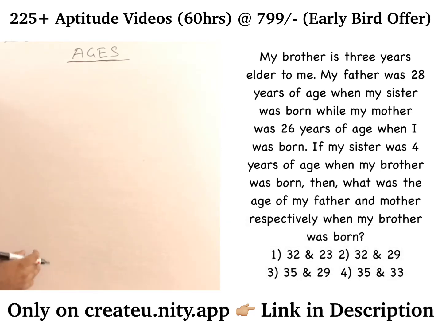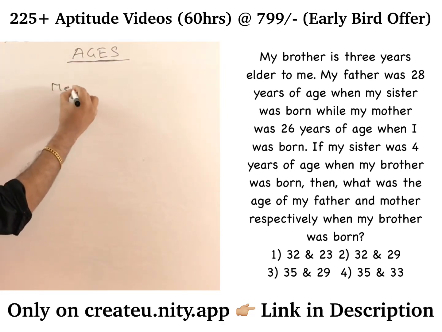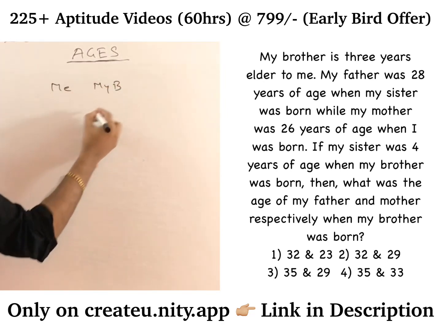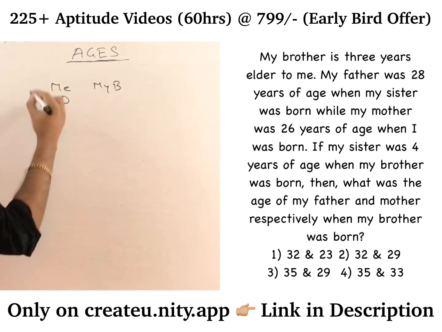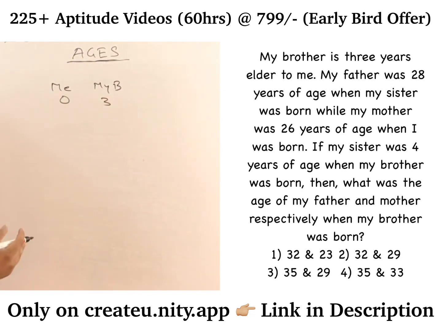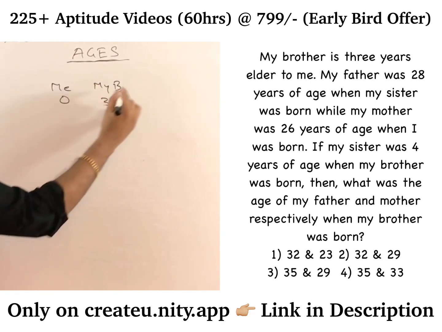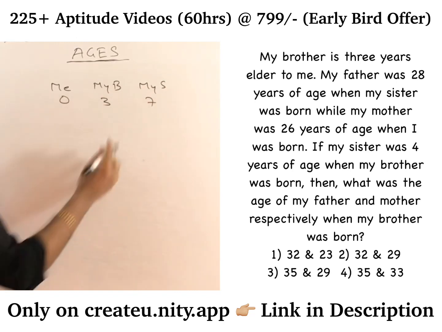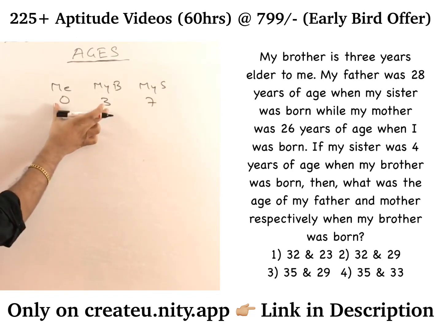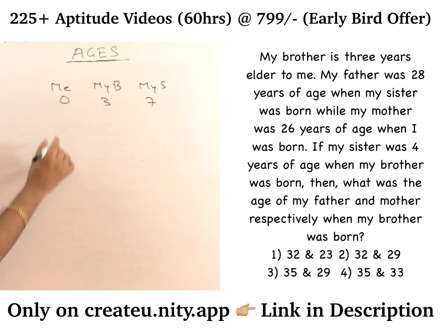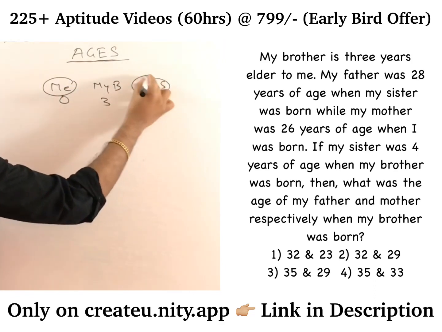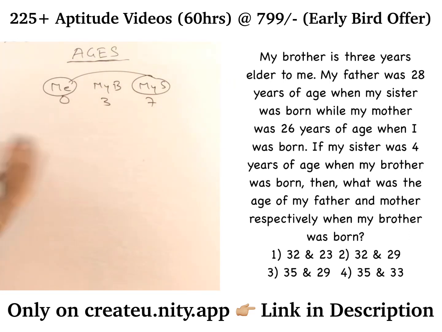Observe the question carefully. He said, my brother is 3 years elder to me. So the gap between me and my brother is 3 years. So if I am 0, my brother should be 3. And then, if my sister was 4 years old when my brother was born, that means when my brother was 0, my sister was 4. When my brother is 3, my sister will be 7. Very clearly the gap between me and my brother and my sister is given. So the gap between me and my sister is 7 years. That information is very, very clear.